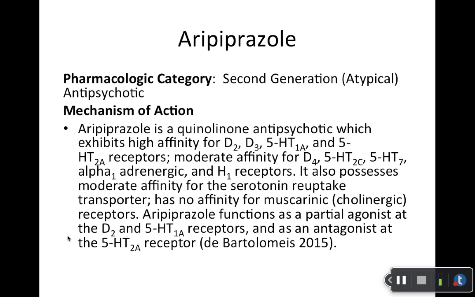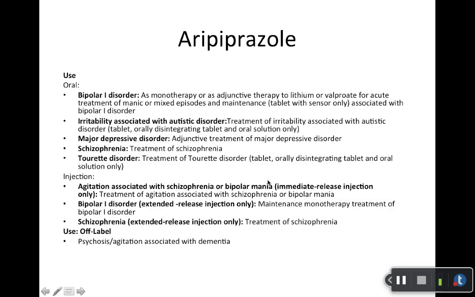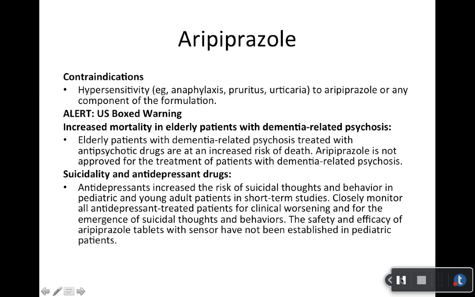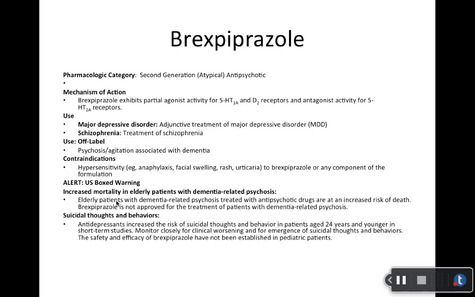Aripiprazole, another second-generation antipsychotic. Mechanism of action, it looks similar as far as what it's hitting, its receptors. This one has some different uses on it that you guys can read through. It also has the oral versus injection uses. Contraindications, not too bad there. And you'll notice the box warnings are there for all antidepressants and all antipsychotics. And this is because it has the labeled use for depression.